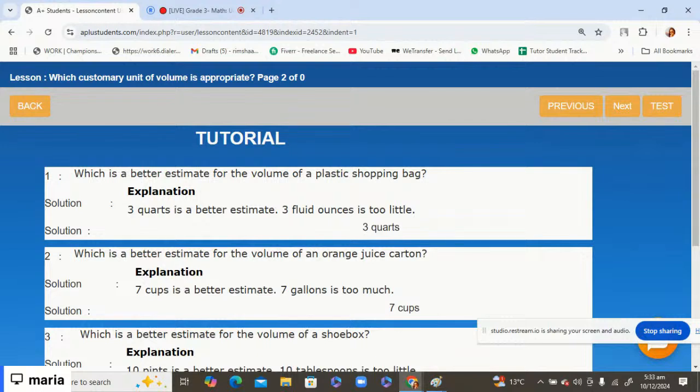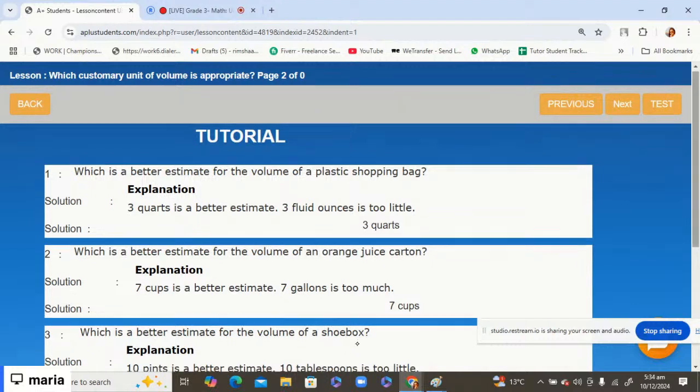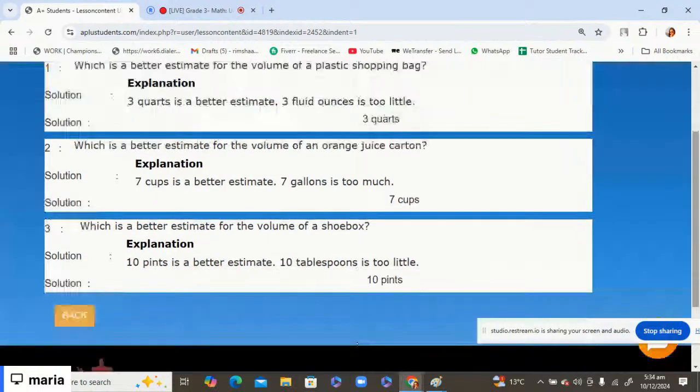Then which is the better estimate for the volume of the orange juice carton? The orange juice carton is basically in the form of cups, so we are using cups. All right, and then the next is which is the better estimate for the volume of the shoe box? It's again in the form of pints. Gallon is too much for that, and tablespoons are too little, so we are using pints for that.